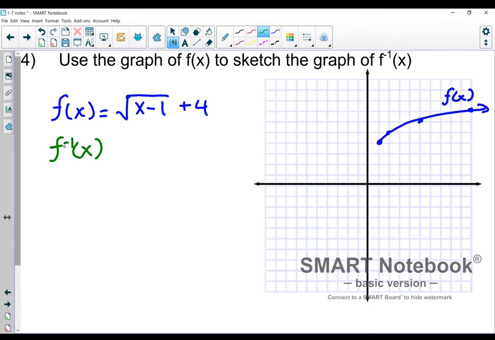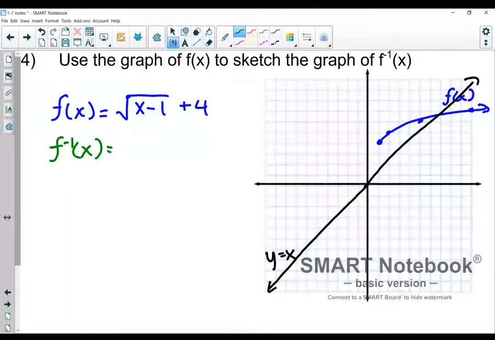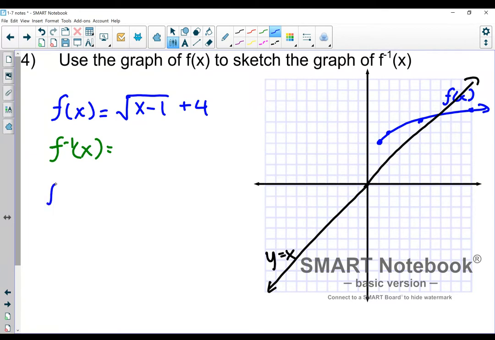I can either look at reflecting this over that line y equals x. So here's my line y equals x. And some people are really good at just looking at this and reflecting. I know it's supposed to reflect over that. The other method that I can use for this, the method that's going to work better for most people, is to list my ordered pairs for f of x.